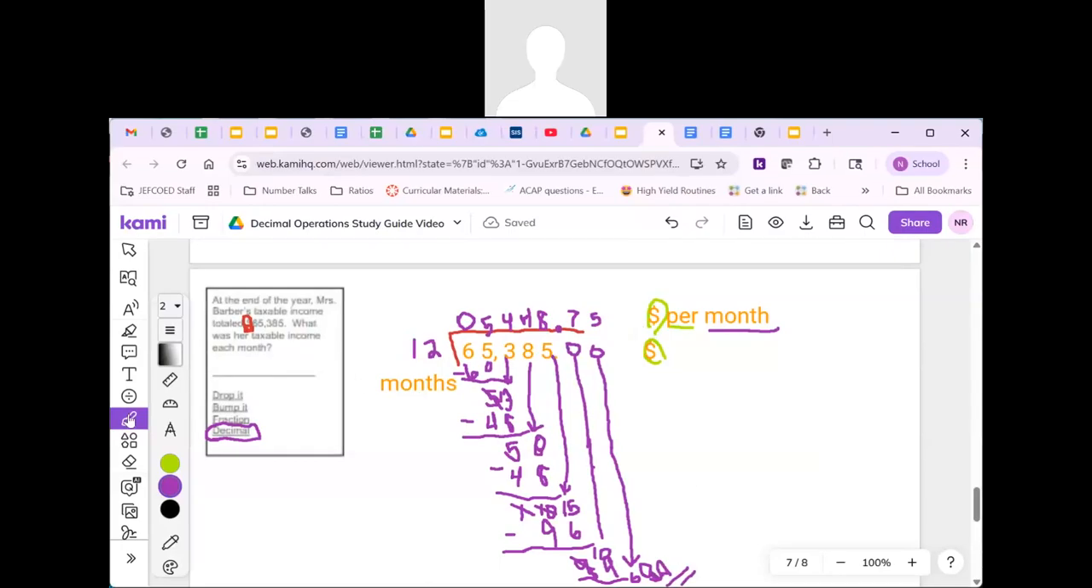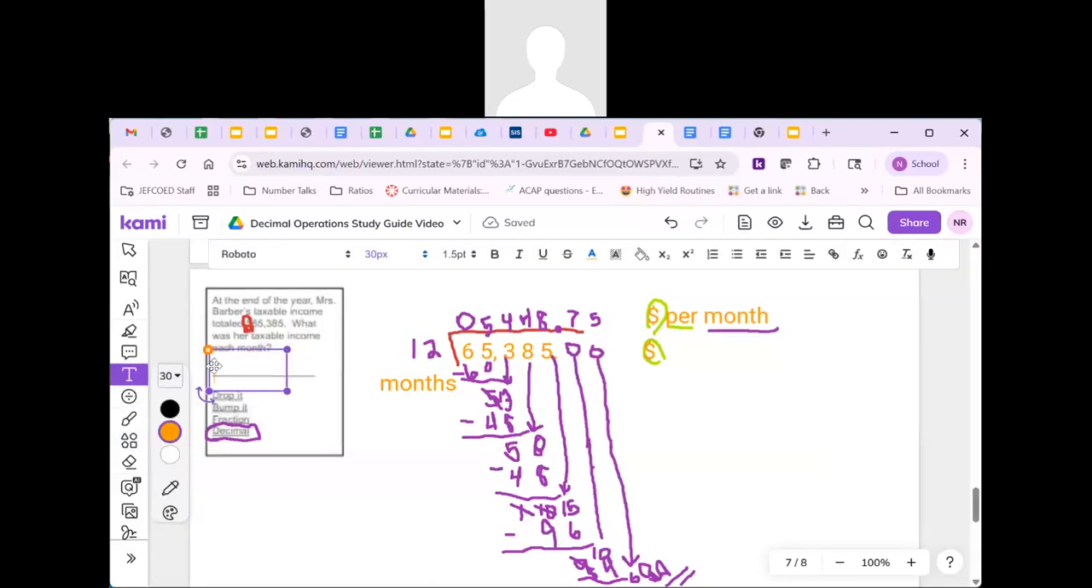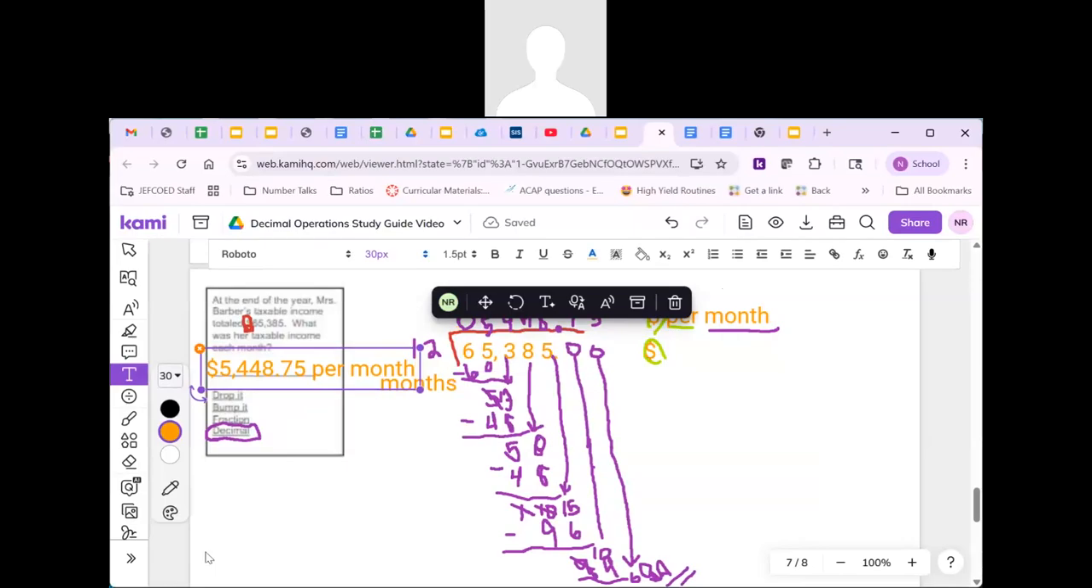So what is my answer? I should have given y'all more spaces for this answer, because the answer is $5,448.75 per month, right? Per month. See how I included the label on my answer.